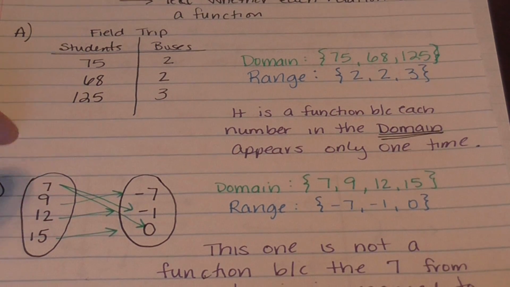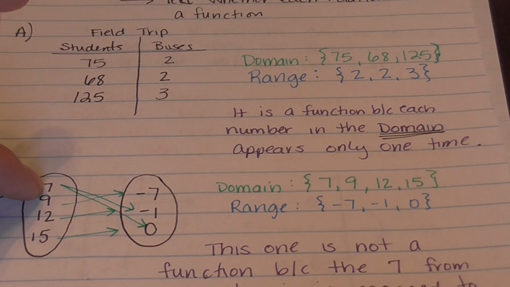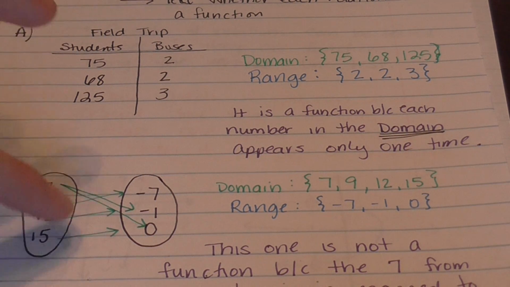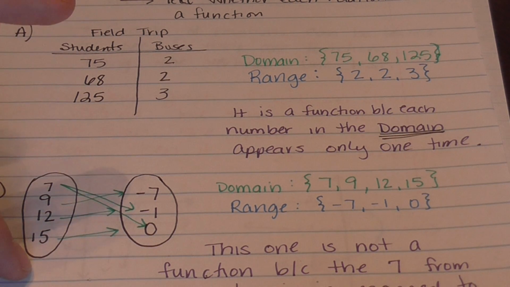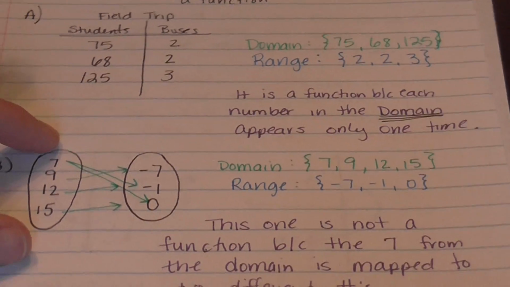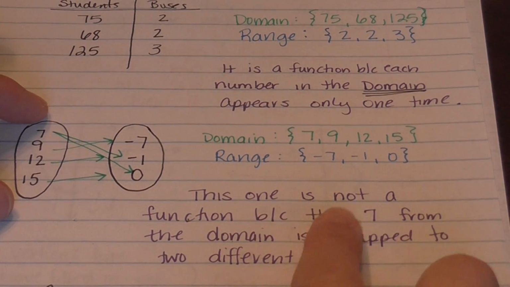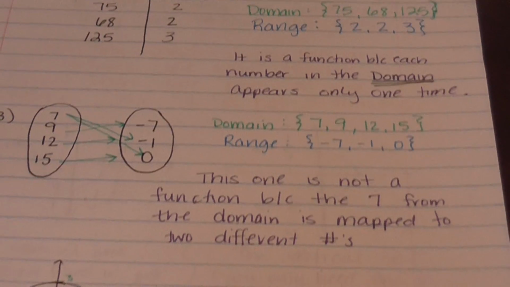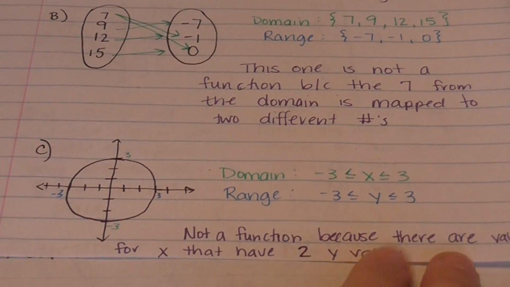What happens with the mapping, though, is I can see that 7 is assigned to two different numbers. So whenever you have two arrows coming off a number in a mapping, that will tell you that this is a relation, but it is not a function. So this one is not a function because the 7 from the domain is mapped to two different numbers in the range. And last but not least, you're given a graph.